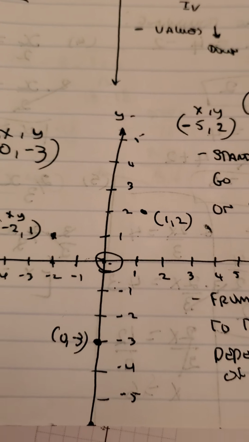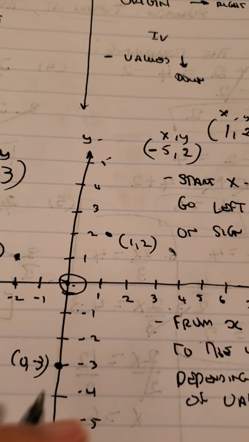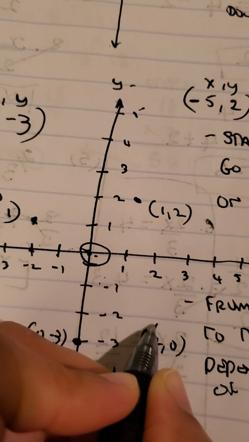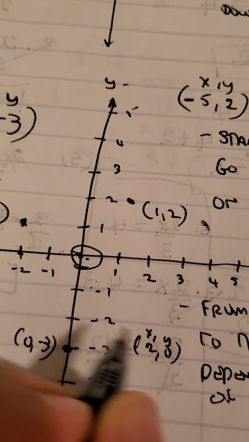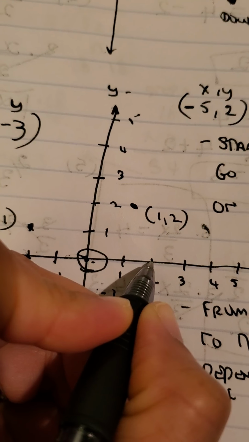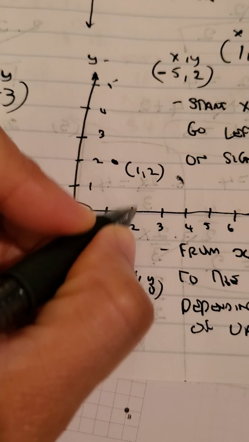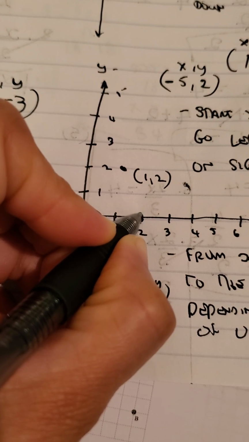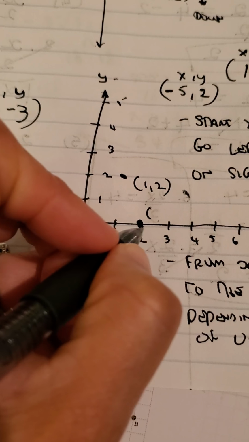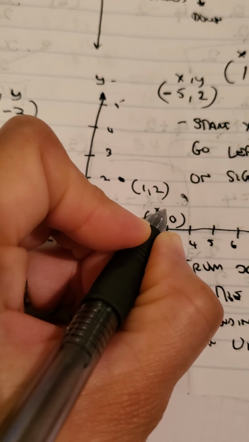Let's say I want to plot another point, positive 2, 0. My x is positive 2 and my y is 0. So I'm going to start from the origin and go to positive 2, and then the 0 simply means stay put. I can't go up or down, just stay right here. You're going to learn in the future that if you're plotting these points for a line, they're called intercepts.